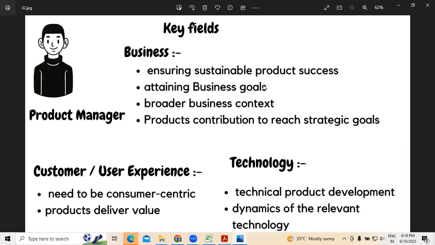Second, you need to attain the business goals, which is a common thing. A broader business context and an entrepreneurial functional context is required. At the same time, you have to reach the strategic goals. Normally, goals will be defined in business in multiple ways. One is business goal, second is strategic goal. Can you differentiate between business and strategic goals? Is there any difference between these two? And if yes, what is the difference?